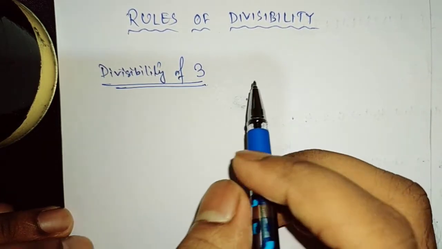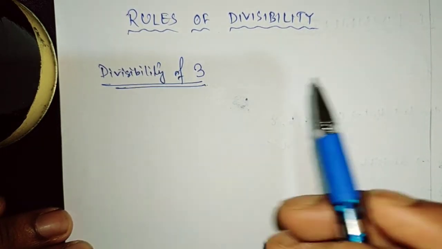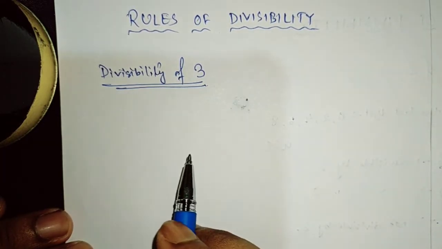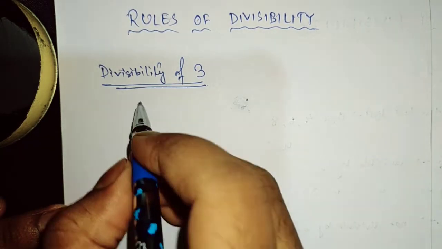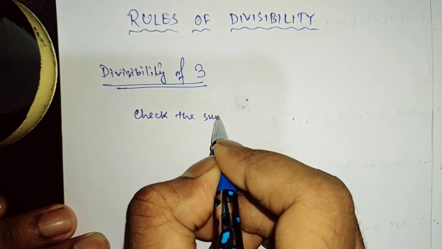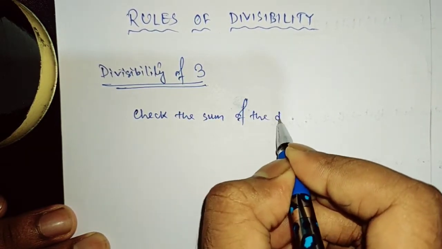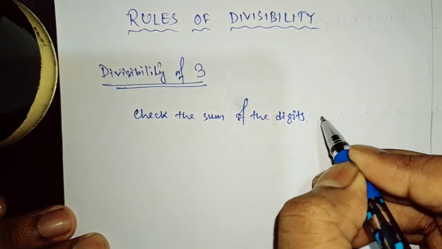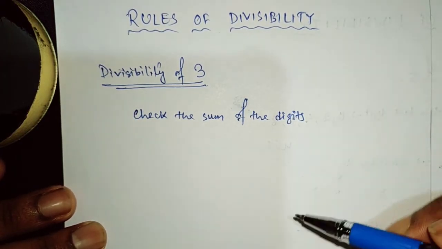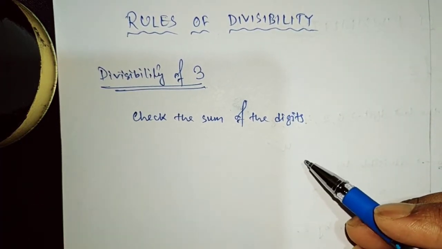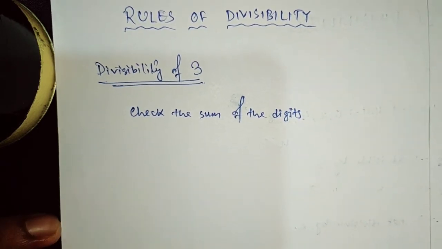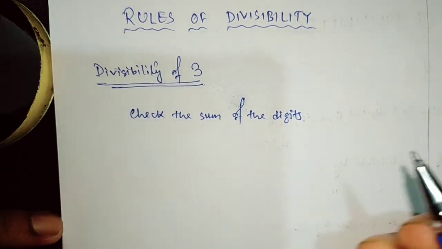So in this case, if we have to check whether a number is divisible by 3 or not, we have to check the sum of the digits. Okay, the rule is: check the sum of the digits. If the sum is divisible by 3, that means after adding the digits, if the resulting number comes in the table of 3, then that whole number is divisible by 3. Okay, let me give an example.